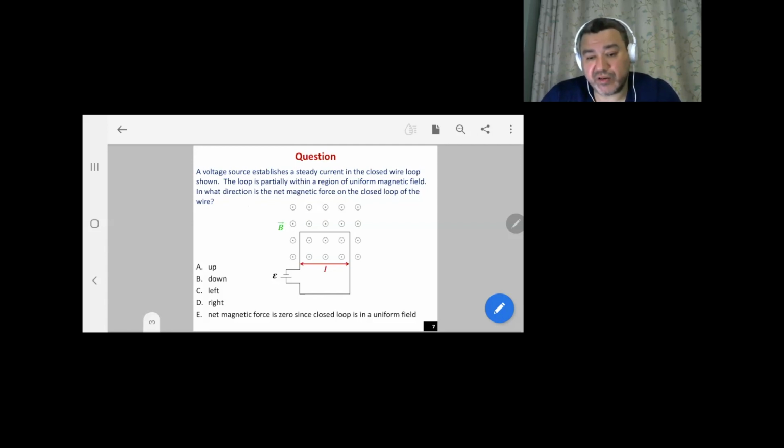So we need to calculate the net magnetic force applied on this loop.